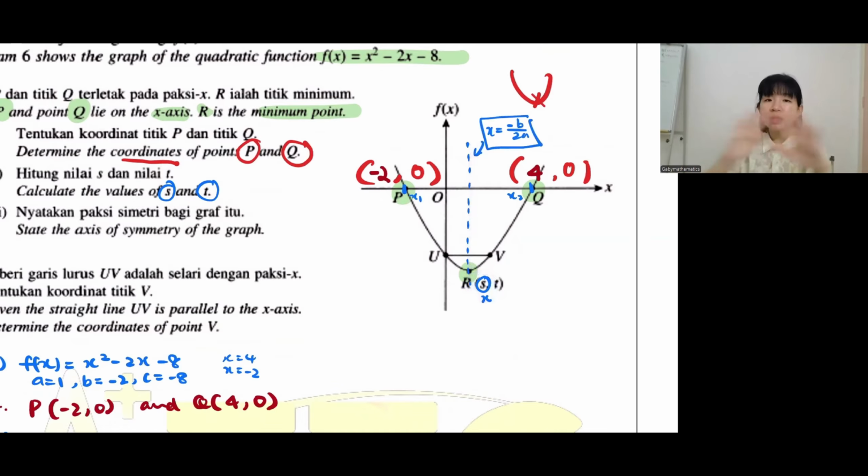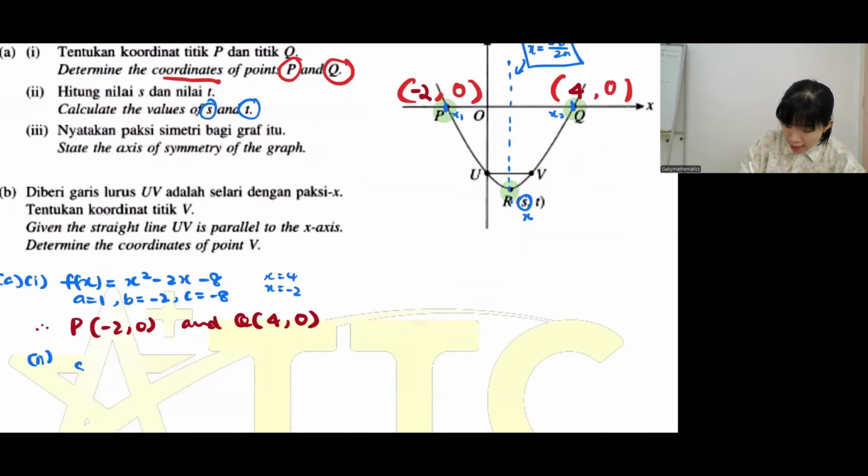Okay, let's say if I don't want to use this formula, another method is, S, which is the X coordinate, is exactly in the middle of negative 2 and 4. So guys, negative 2, 4, middle, how much? We can use, to find S, S equal negative 2 plus 4 divided by 2. Add these two numbers together, divided by 2 is the middle. Okay, S equal 1. So do you get 1?